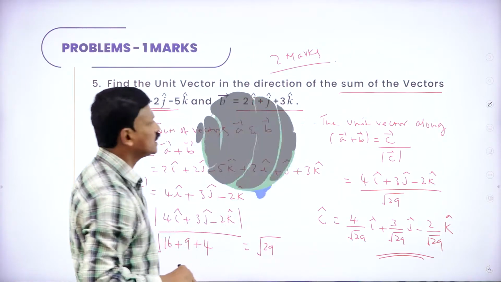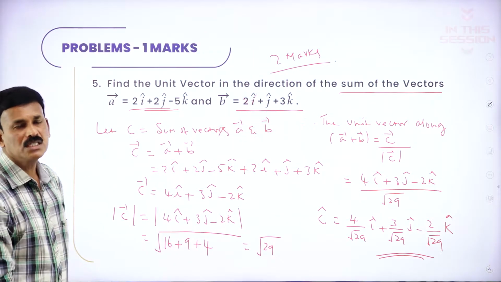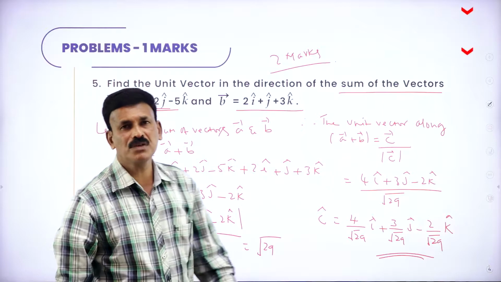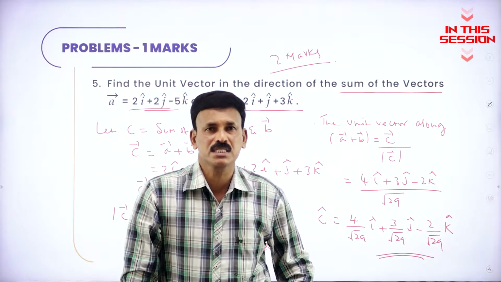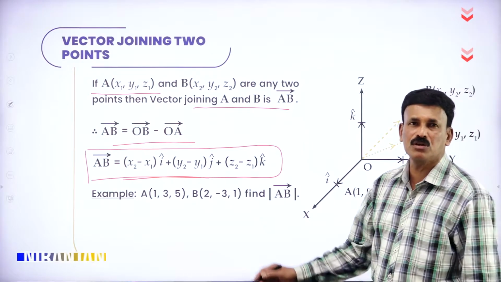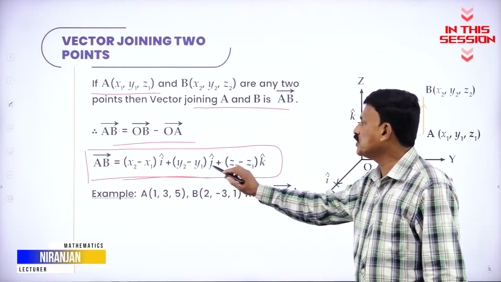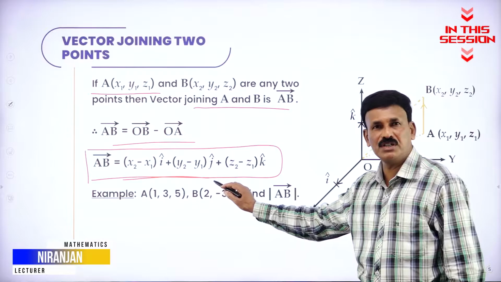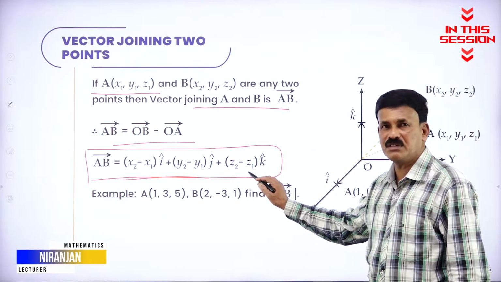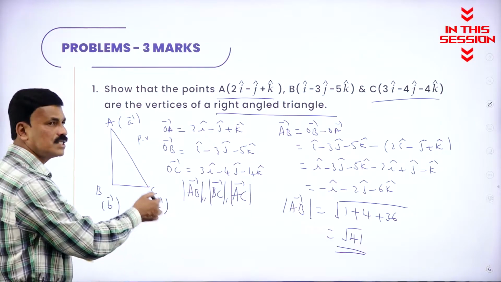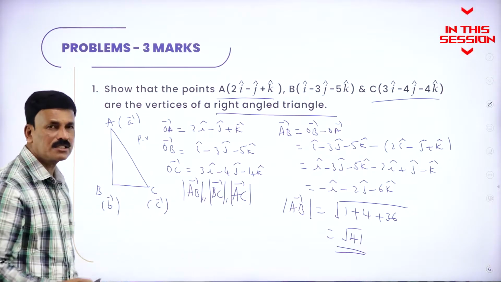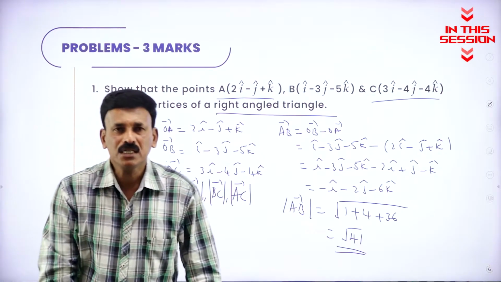Find the unit vector in the direction of the sum of the vectors. If there are two vectors, the sum is a plus b. If there are three vectors, the sum is a plus b plus c. Vector AB is equal to (x2 minus x1) i plus (y2 minus y1) j plus (z2 minus z1) k, which is the position vector. If length of AC square is equal to length of AB square plus length of BC square, then it is a right angle triangle.